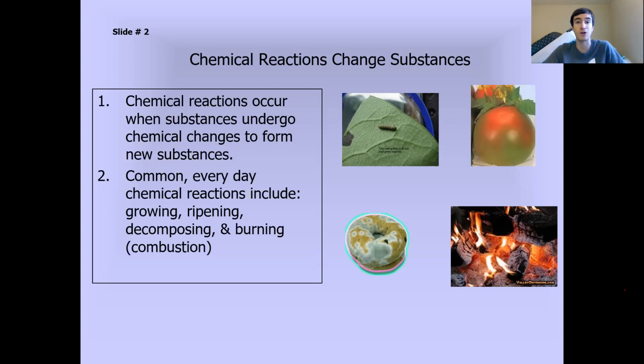So some reactions that are going on every day in the world around us include growing. So not only does your body do a series of chemical reactions in order to give you energy, in order to walk, talk, eat, and breathe, but also when you go from a little baby into a full-size adult, there's a lot of growing and changing that's happening inside of your body. And that is all due to chemical reactions.